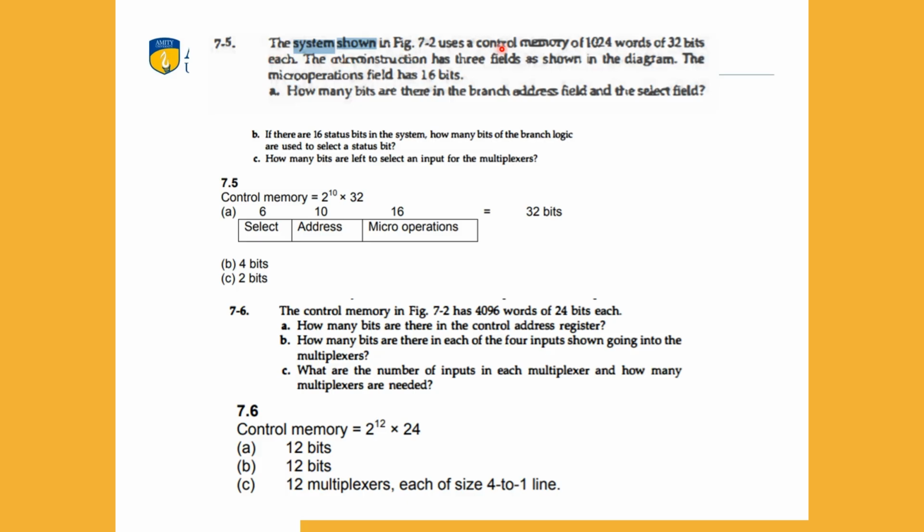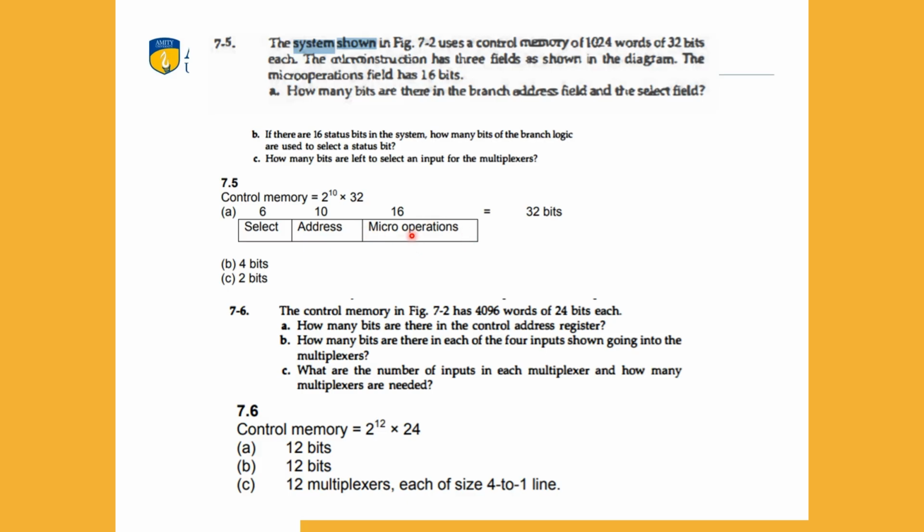The system shown in the figure, whatever figure must have been given, uses a control memory of 1024 words of 32 bits each. The microinstruction has 3 fields, and the micro operation has 16 bits. So there are 3 parts of the instruction, and it has 16 bits in the micro operation. First off is how many bits are there in the branch address field and select field. So for the branch and select field, we need to find out the number of bits in them.